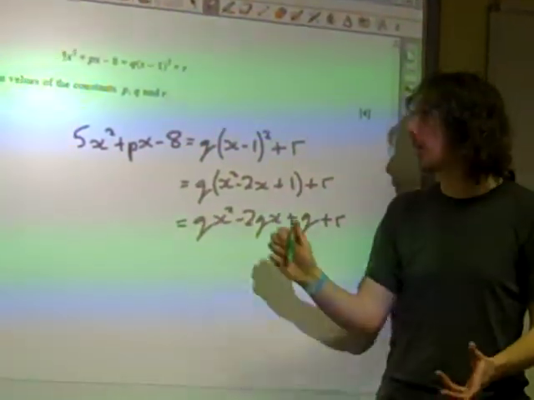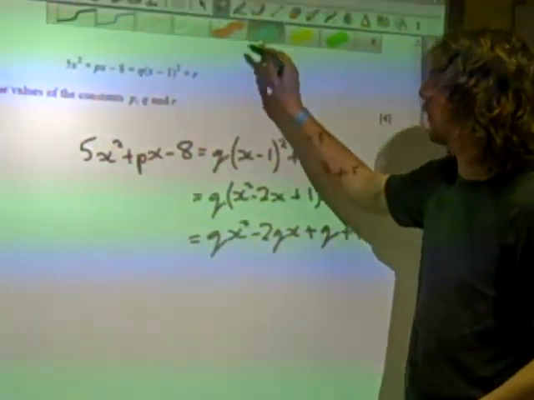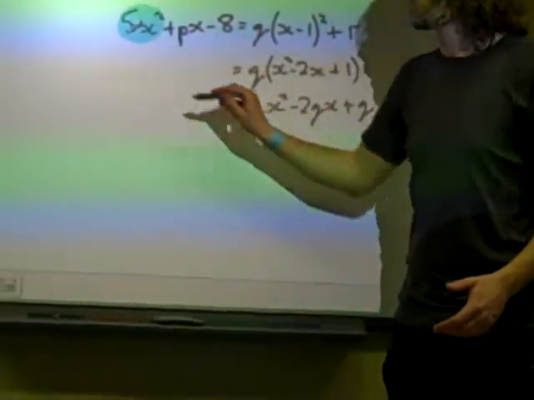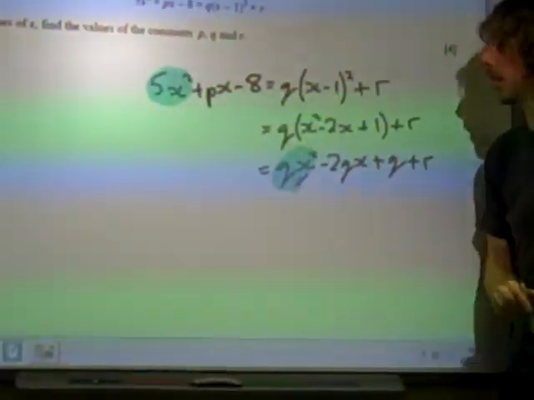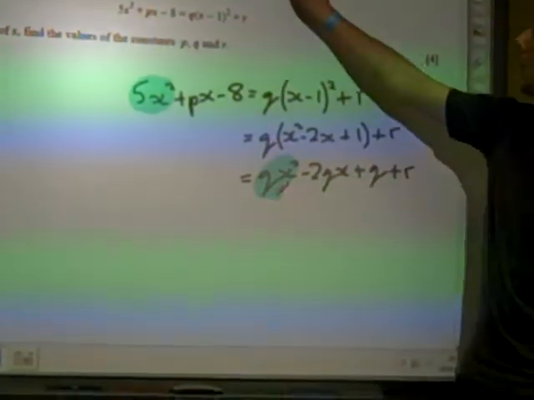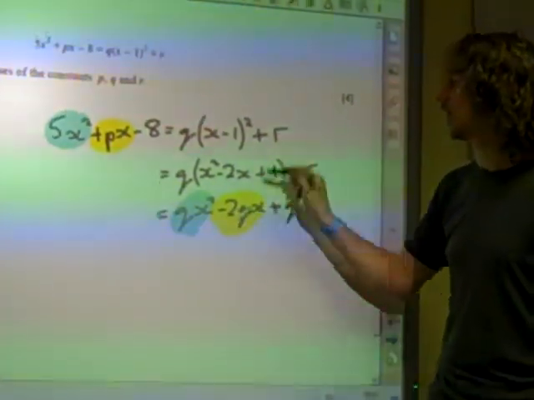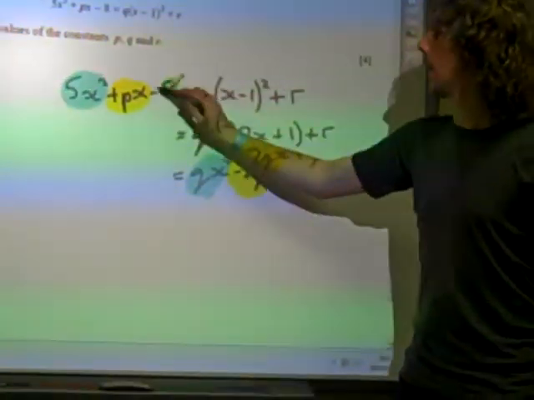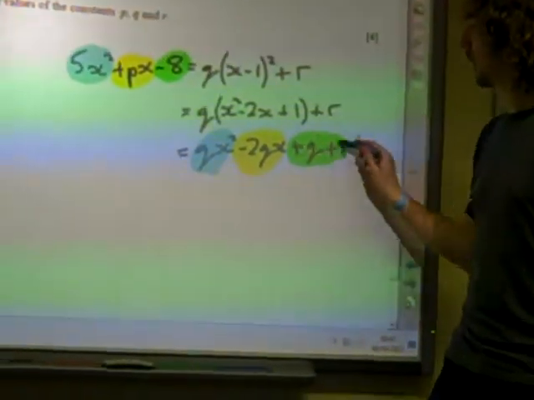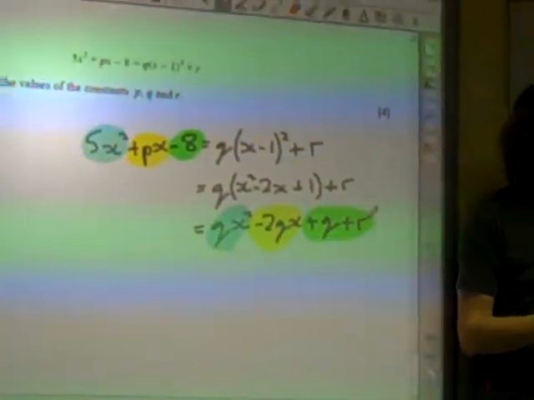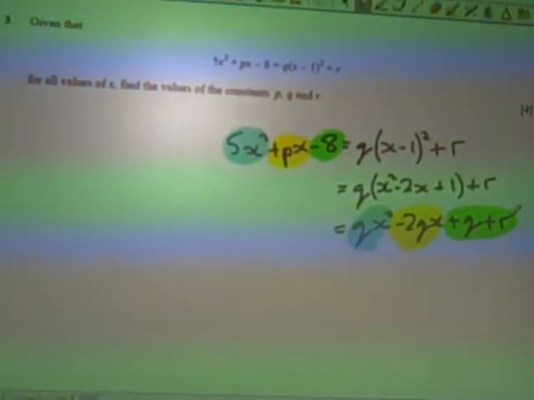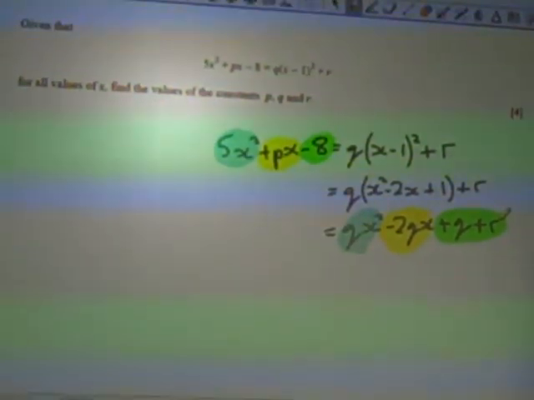And now I am going to do that thing with the colours again because I find that helpful. Here we have the x squareds, and compare those two terms. We have the x term here, and we have the number term at the end. And we see there's definitely an order that will be most helpful to do this, isn't there?